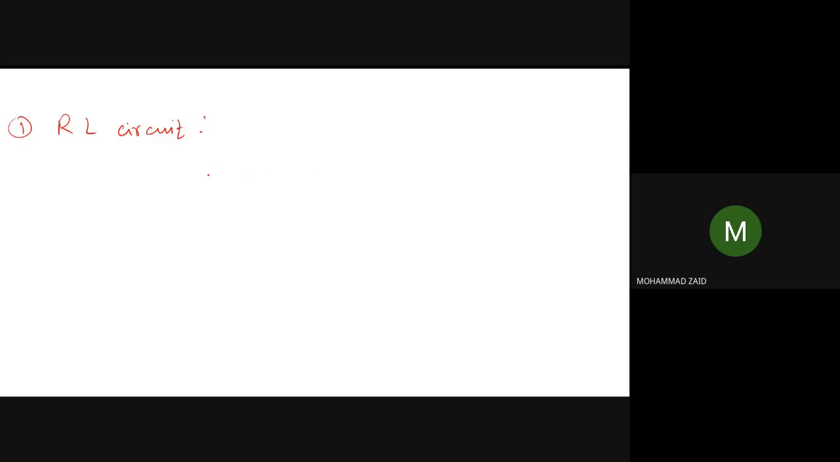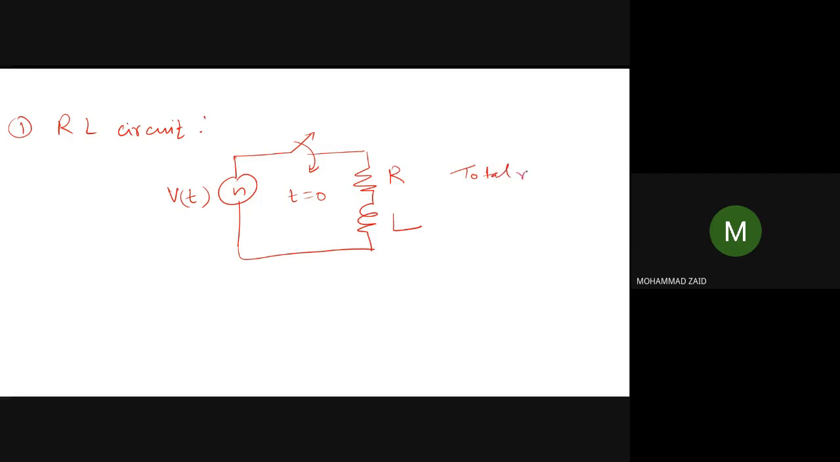So I am doing it for the RL circuit. Let us take a voltage source, which is now an AC voltage source, V(t), let us take a switch, and R and L. So you are having R and you are having L. And the switch is now closed at t equal to 0. We want to get the total response of the circuit.